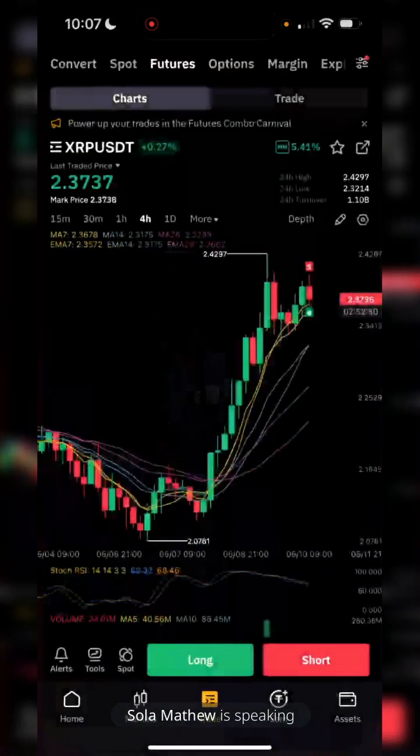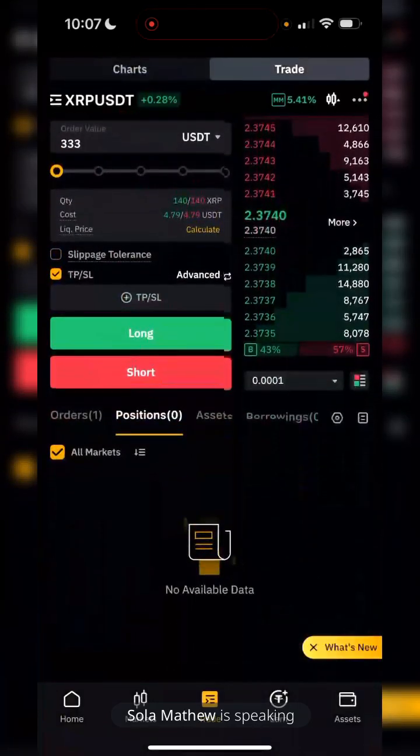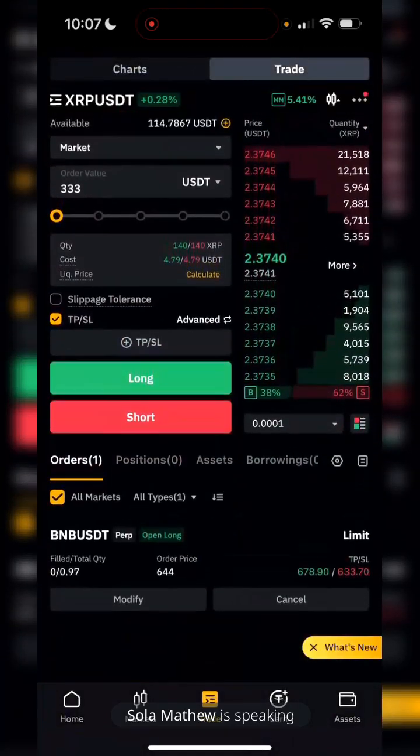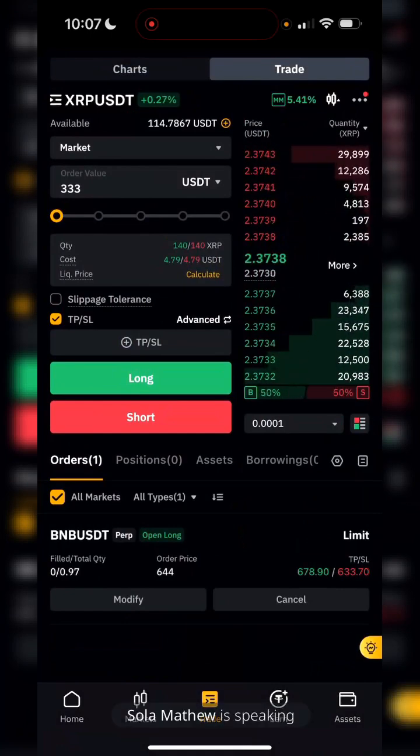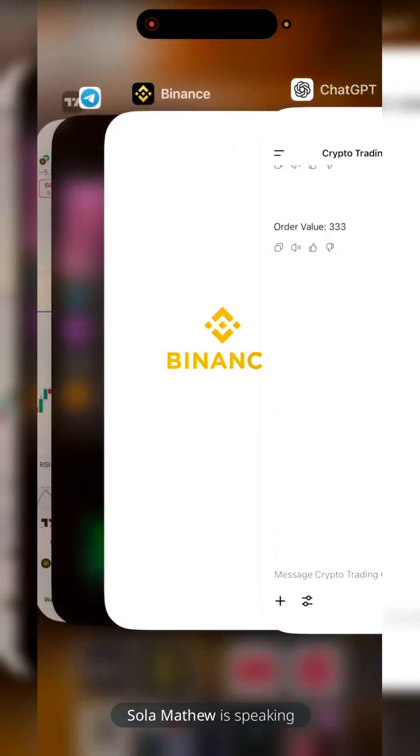Have I entered the market for that Sola one? Okay, yeah, you see that Sola one, we are still waiting for it to enter. All right, so that is how to go about it. Any other question?